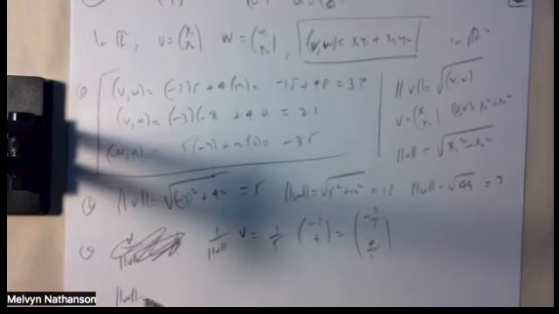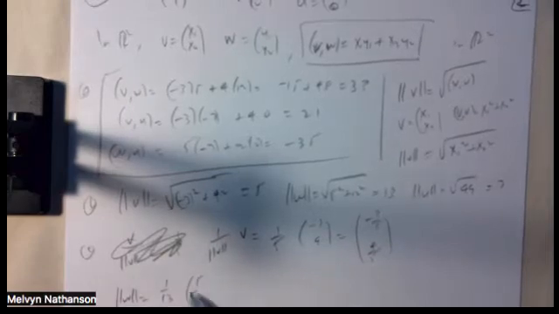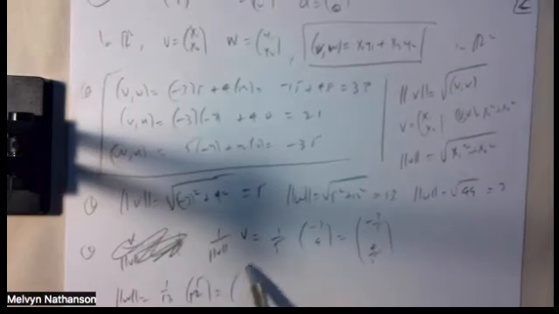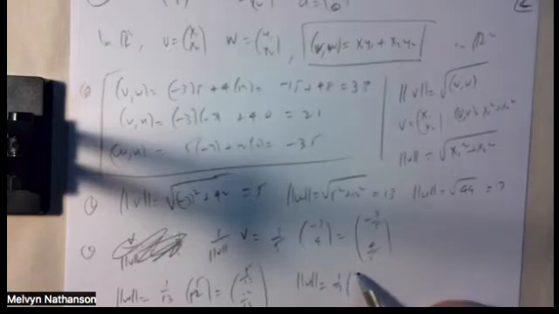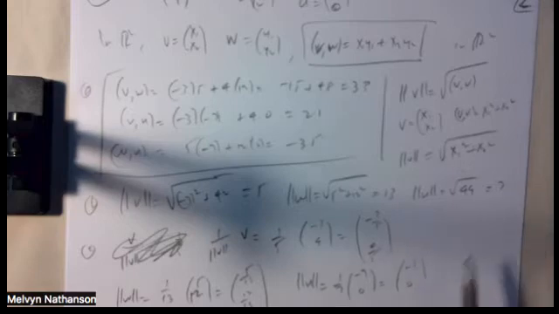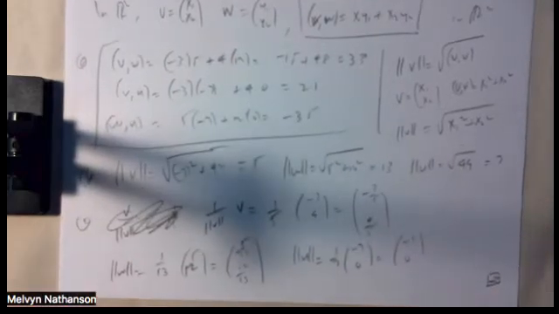The length of W, what is the length of W? 13. So that's the vector 5 over 13, 12 over 13. The length of U is 7, so it's 1/7 times the vector -7, 0. So that's -1, 0. That's the calculation.